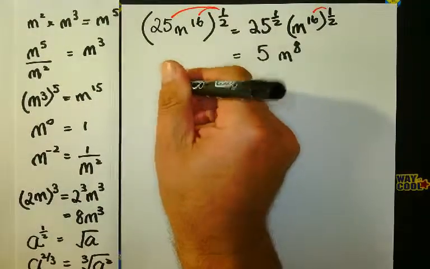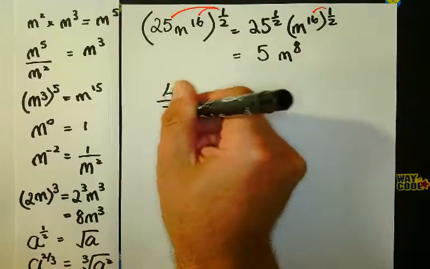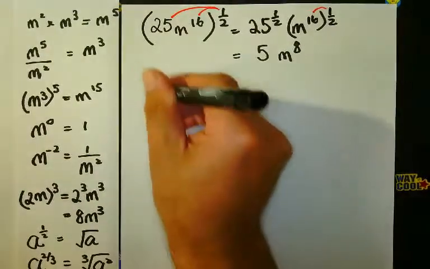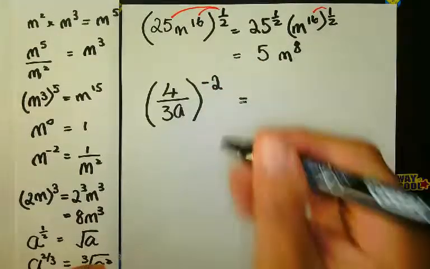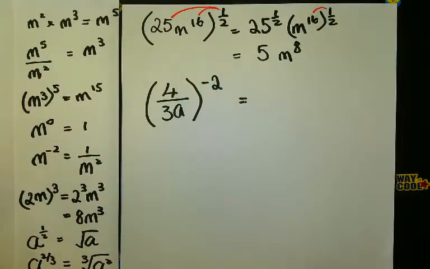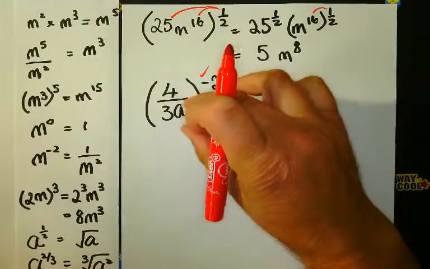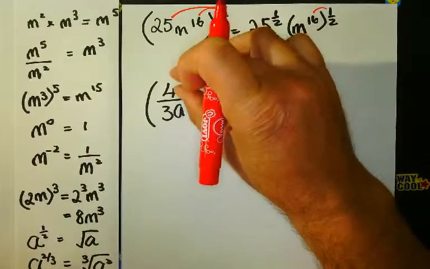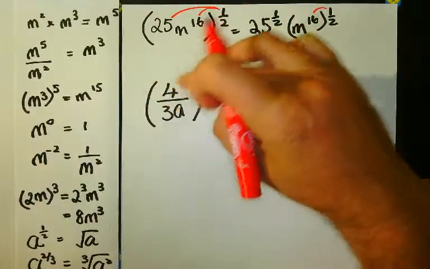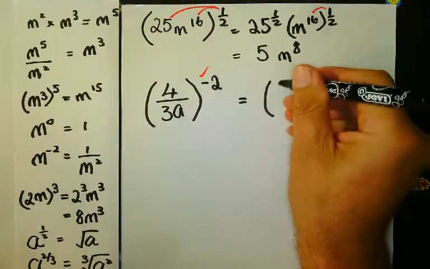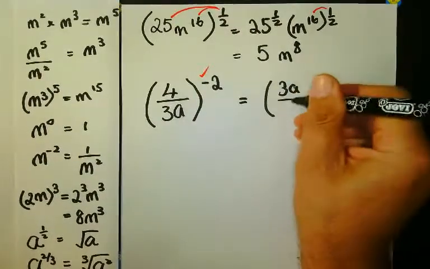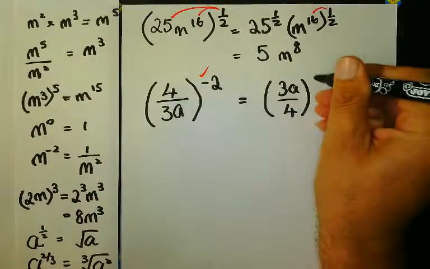Next one, so we've got 4 over 3a to the power of -2. Now, my preference is always to deal with the negative first, but that's up to you. So remembering the negative takes the reciprocal, so it takes the denominator to the numerator and the numerator to the denominator in this case. Okay, so therefore we can rewrite that as 3a over 4 to the power of 2.